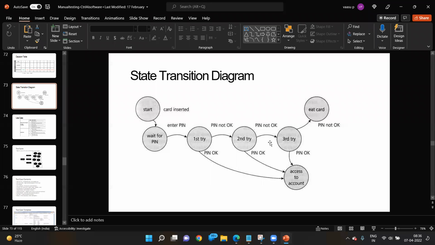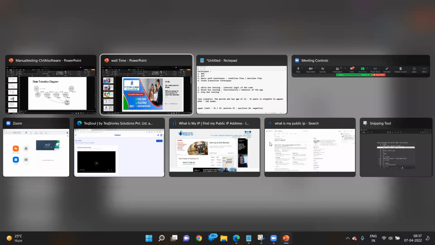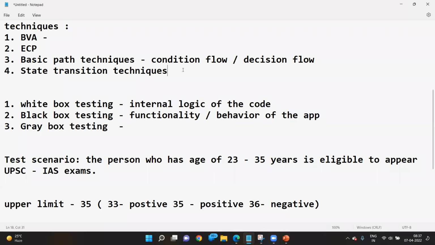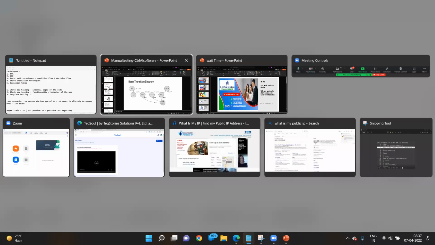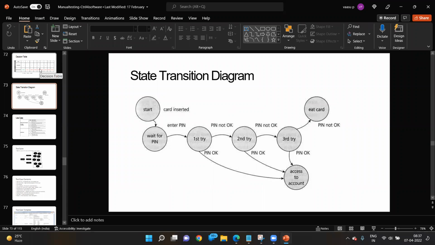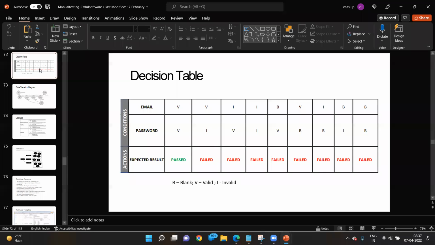Then one more thing is the decision table. I forgot to include it here. What is the decision table technique? If you know boundary value analysis or ECP, you automatically know how to use the decision table technique. What is the decision table technique? We just try this functionality with both positive and negative values. That is all about the decision table technique.